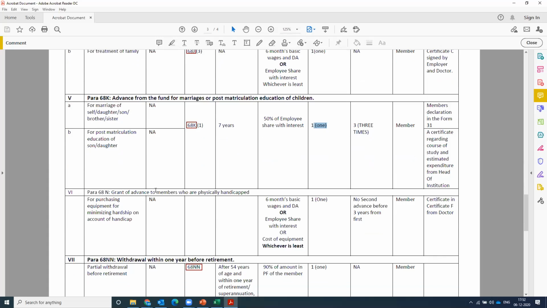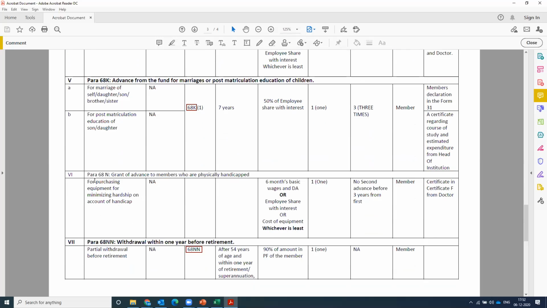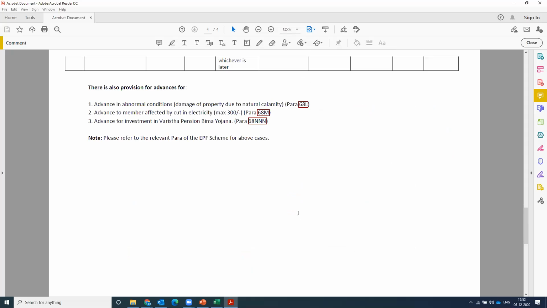Then there is grant of advance to members who are physically handicapped. For those persons, they can apply for the purchase of equipment for minimizing the hardship on account of the handicap. There is no eligibility criteria for that. The person will get 6 months of basic wages and DA total of the employee share with interest, or the actual cost of equipment, whichever is least, would be given to the employee in the form of advance.